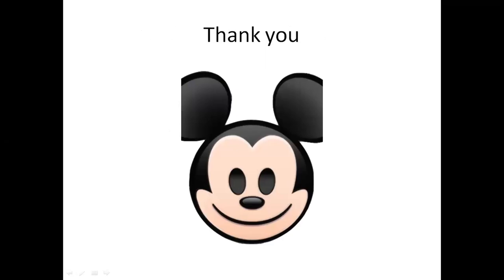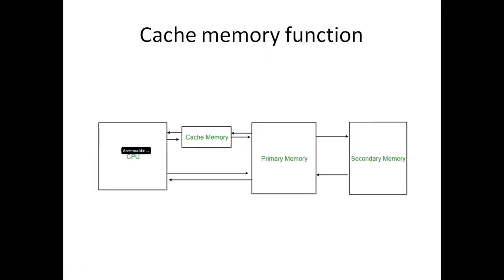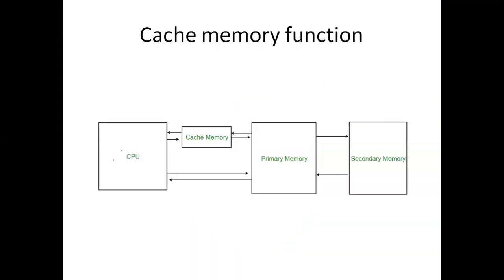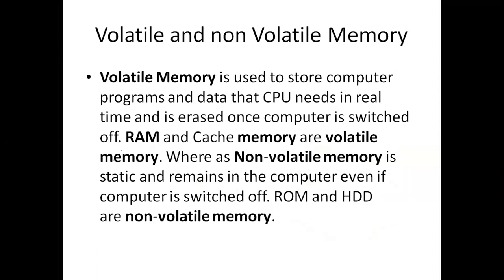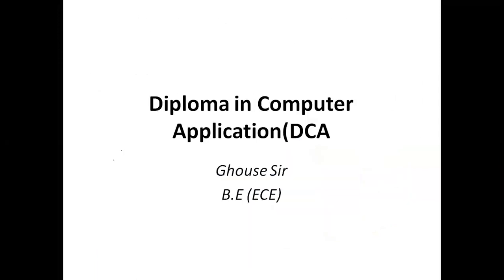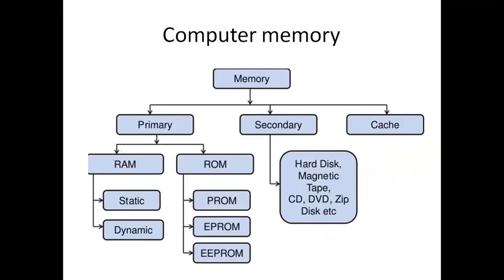So this is the cache memory function. Thank you. We will see again how memories are there. Secondary memories, we have hard disk, magnetic tape, CD, DVD, zip disk, and all those things.